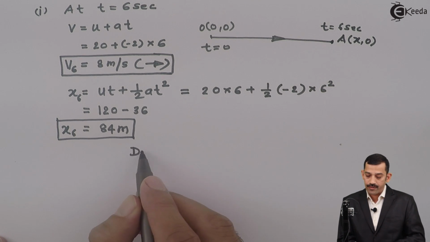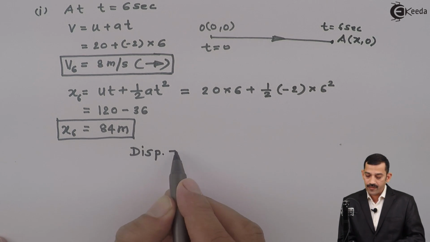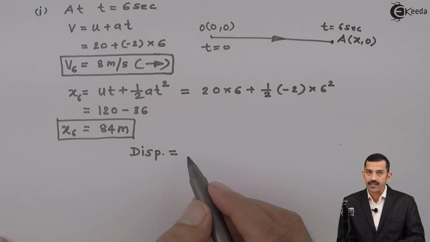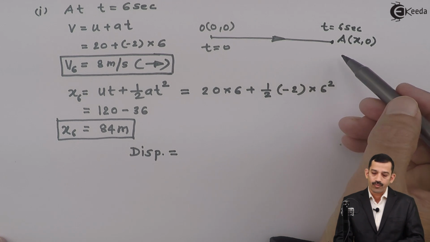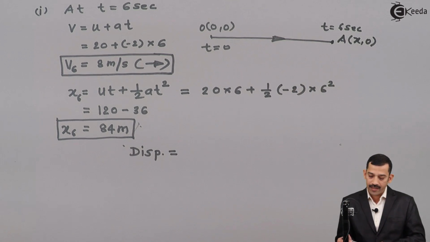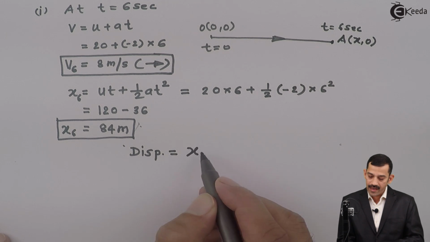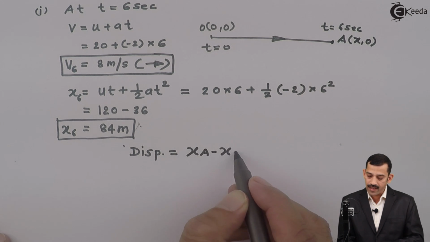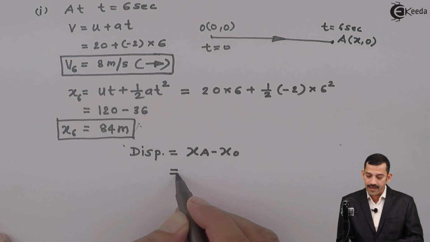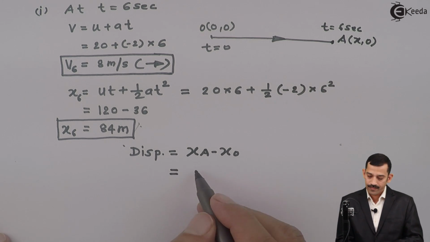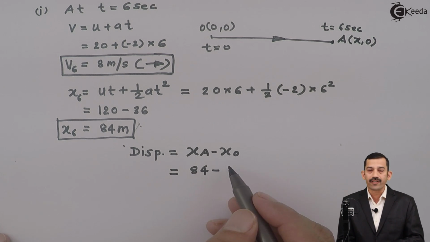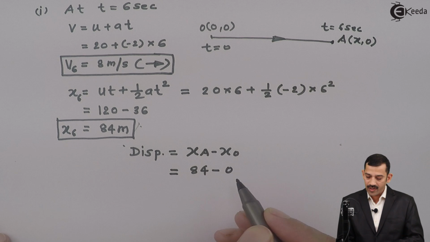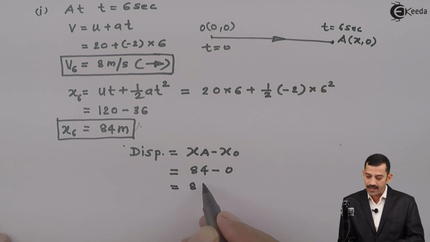If you want to find the displacement, it is always final position minus initial position. You know here the final position is A, the initial position is O. Can you write this? X A minus X O. X A is 84 minus X O, which means the coordinate at the origin, 0. That means displacement is 84 meters.